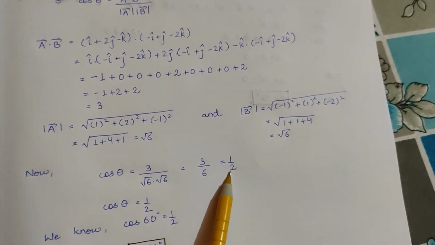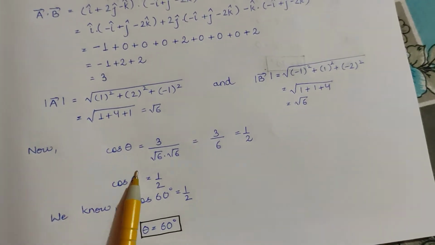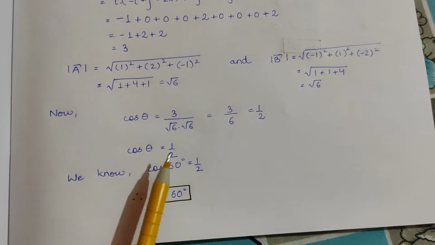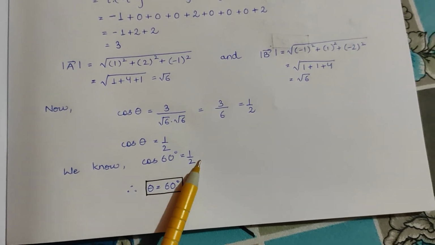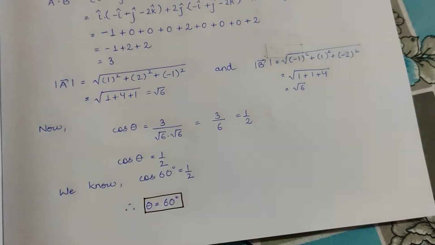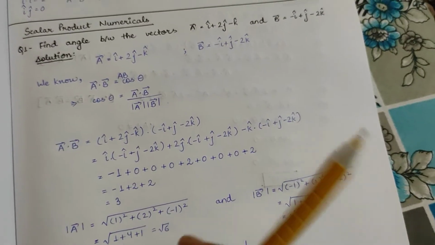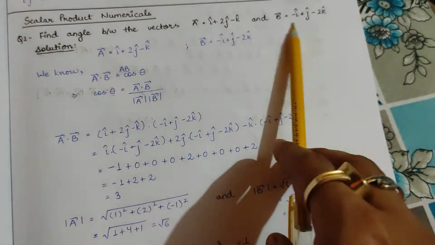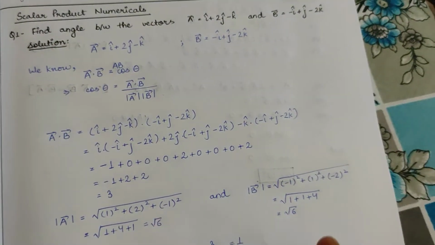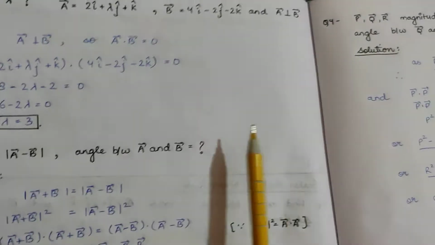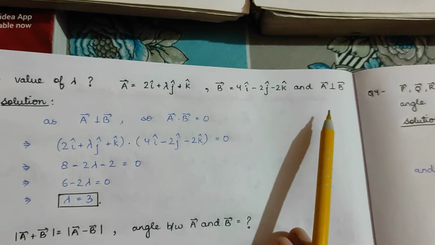So 3 by 6 will give you 1 by 2. So cos theta is 1 by 2, but we know that cos 60 degrees equals 1 by 2. So we can write that theta is equal to 60 degrees in this case. Fine. So now you have understood how you can find the value of theta if vectors are given in this form. Fine. Now we will talk about the second numerical.